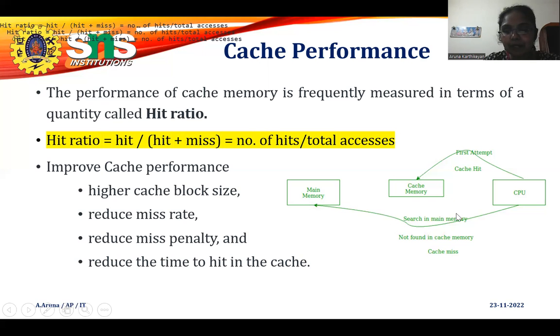This is a simple notation of how we can derive the cache hit and the cache miss. In the first attempt itself, if the processor can find the data and instruction present in the cache memory, we call it a cache hit. If not available, the processor has to check the data in the main memory. If the data is not available in the cache memory, then we call it a cache miss.